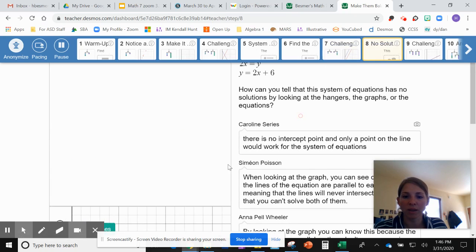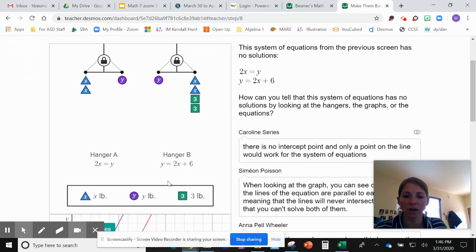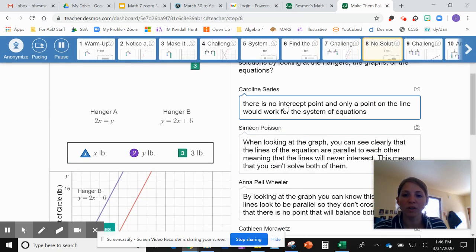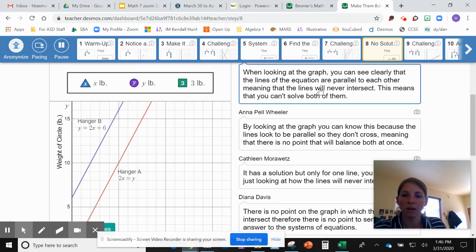So when we were talking about this, there's no solution here. There is no intersection point, and only a point on the line would work for the system of equations. You can see clearly that the lines of the equations are parallel to each other, meaning that they will never intersect. It means you can't solve both of them, right?